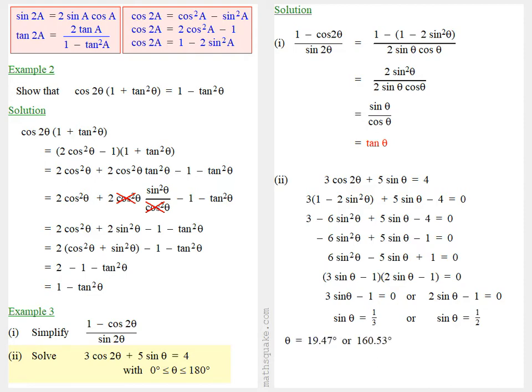Now, if sine theta is equal to a third, that means theta is 19.47 degrees, or 180 minus that, which is 160.53 degrees. If sine theta is equal to a half, then theta is equal to 30 degrees or 150 degrees. So we have theta could equal 19.5 degrees or 160.5 degrees or 30 degrees or 150 degrees.